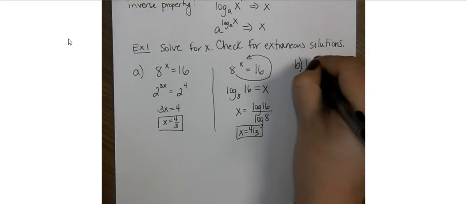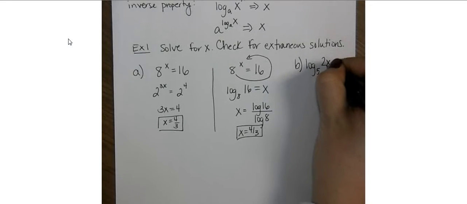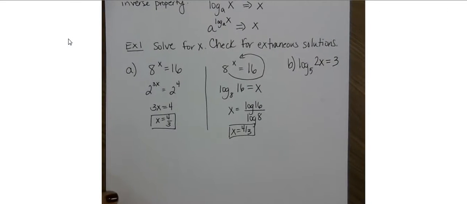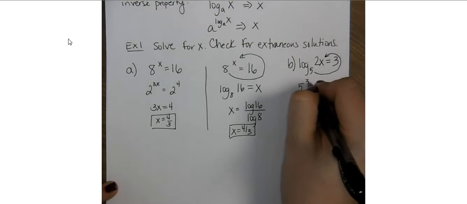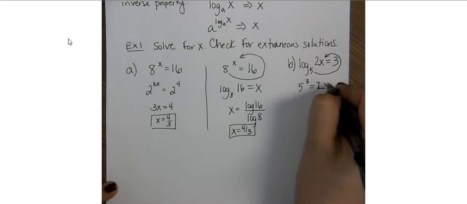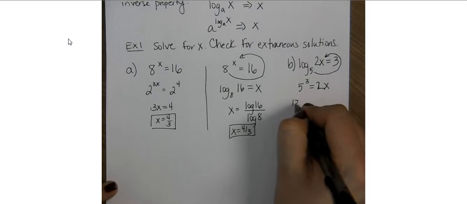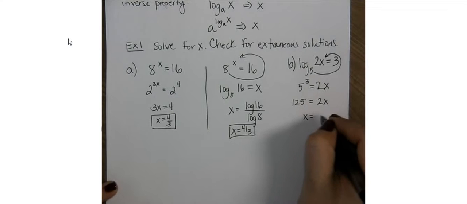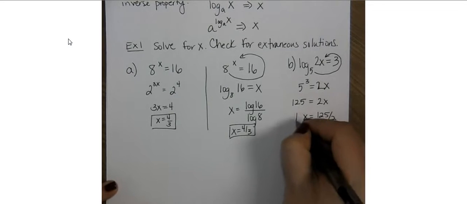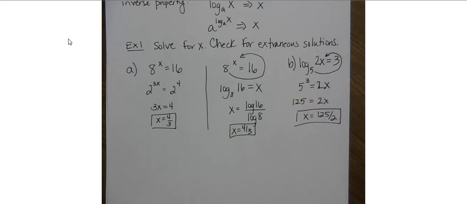So we have log base 5 of 2x equals 3. Looking at this, I can't apply the one-to-one property. There's really nothing else to do. I've isolated the log already. So at this point, I want to go ahead and convert. I'm in log form, so I'm going to convert it to exponential form. This gives me 5 cubed equals 2x. So 5 cubed is 125, and that's equal to 2x. If I divide both sides by 2, I get x equals 125 over 2. Okay, so far so good.